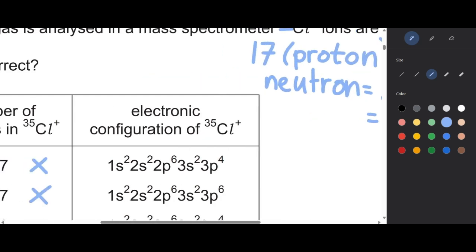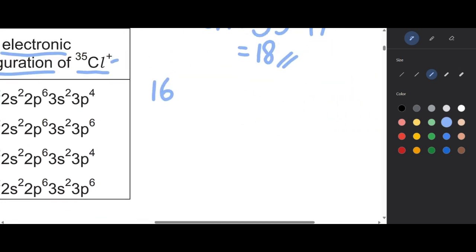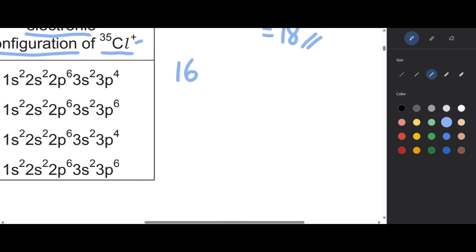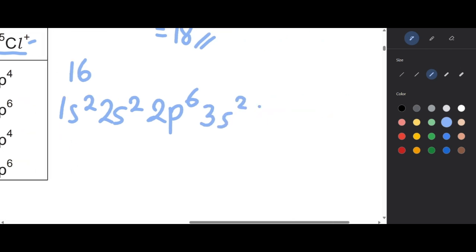And then this question asks about the electronic configuration of 35Cl+, which has a total of 16 electrons. So 1s2, 2s2, sorry, 2s2, 2p6, 3s2, and 3p6.